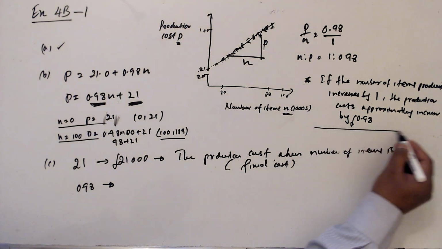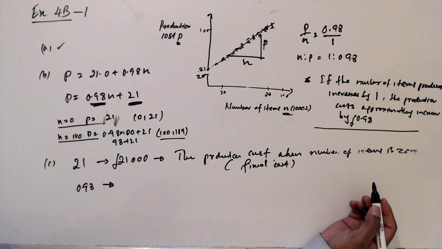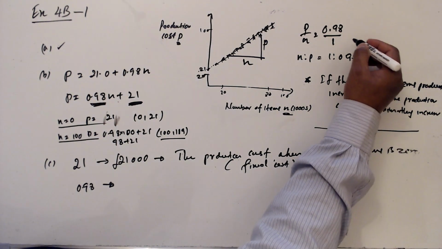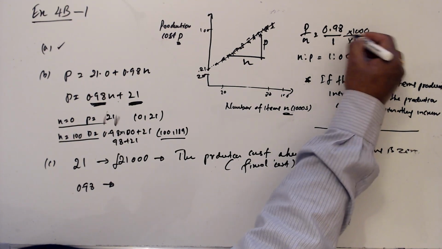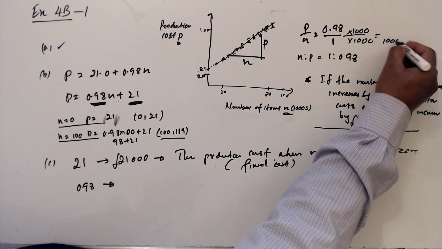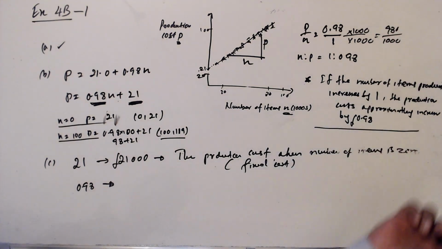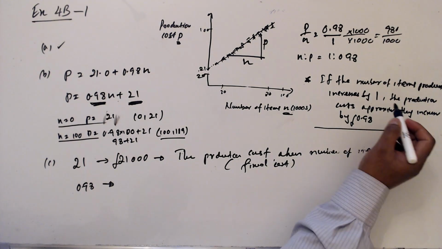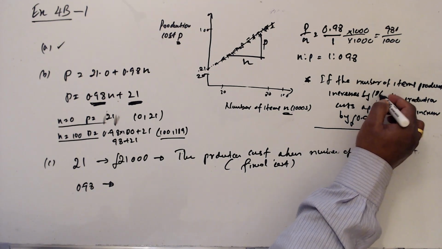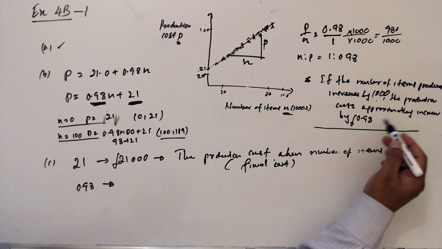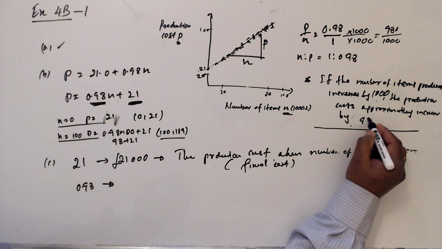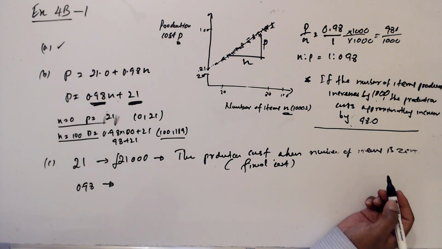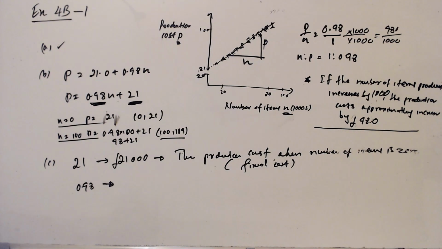You can tell this answer in terms of thousands. You can multiply by 1,000 and 1,000. Then this is 1,000 to 980. If the number of items produced increases by 1,000, then the production cost approximately increases by 980 pounds.